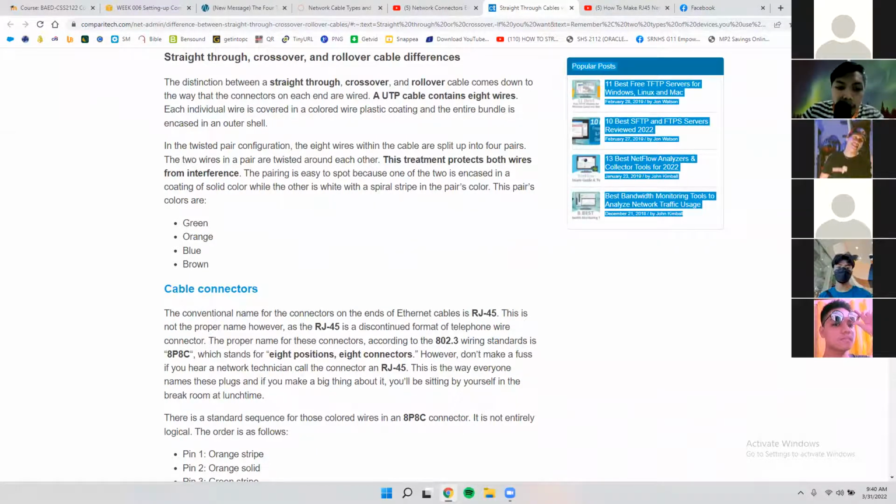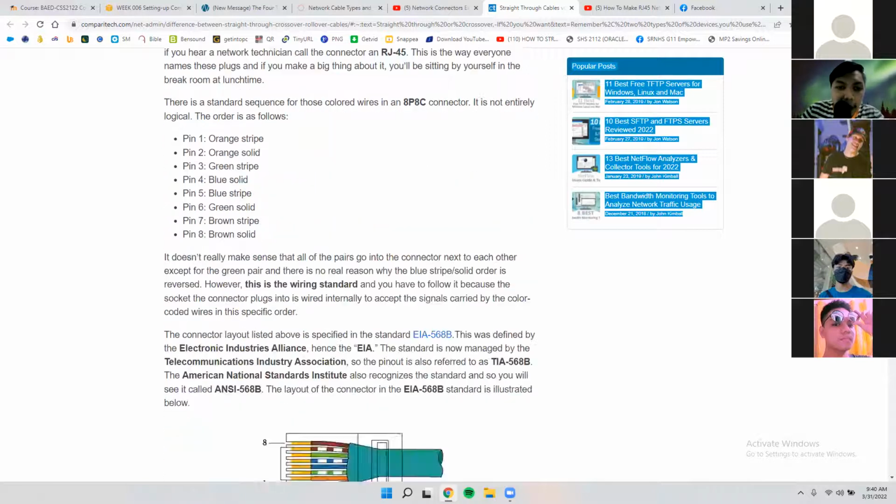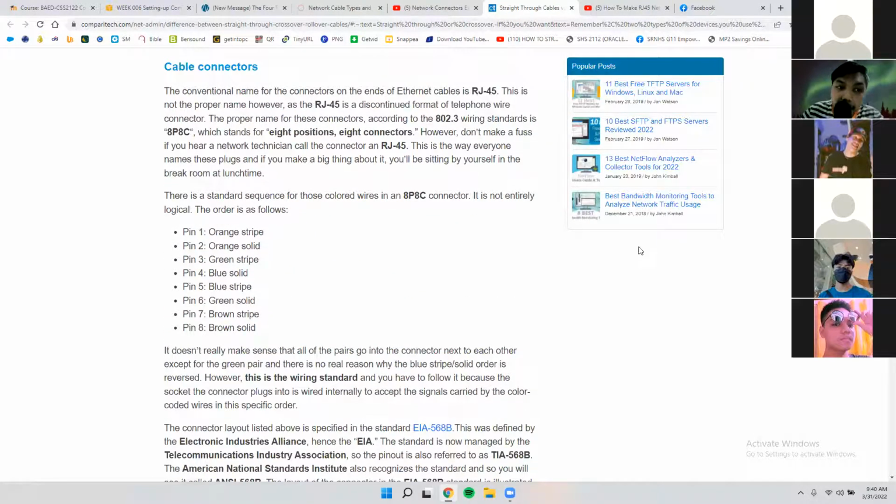Okay? So, the end of the connector should be RJ45. Okay? So, RJ45 is the continued format of the telephone wire connector, but the proper name is according to 802.3. The wiring standard is 8P8C, which is 8 position, 8 contacts connector. However, don't make a fuss if you're a network technician, call the connector RJ45. Okay? Naging generic na rin kasi yung term na gamit doon para ma-connect sa mga pins yung RJ45. Okay? But basically, it is 8P8C.